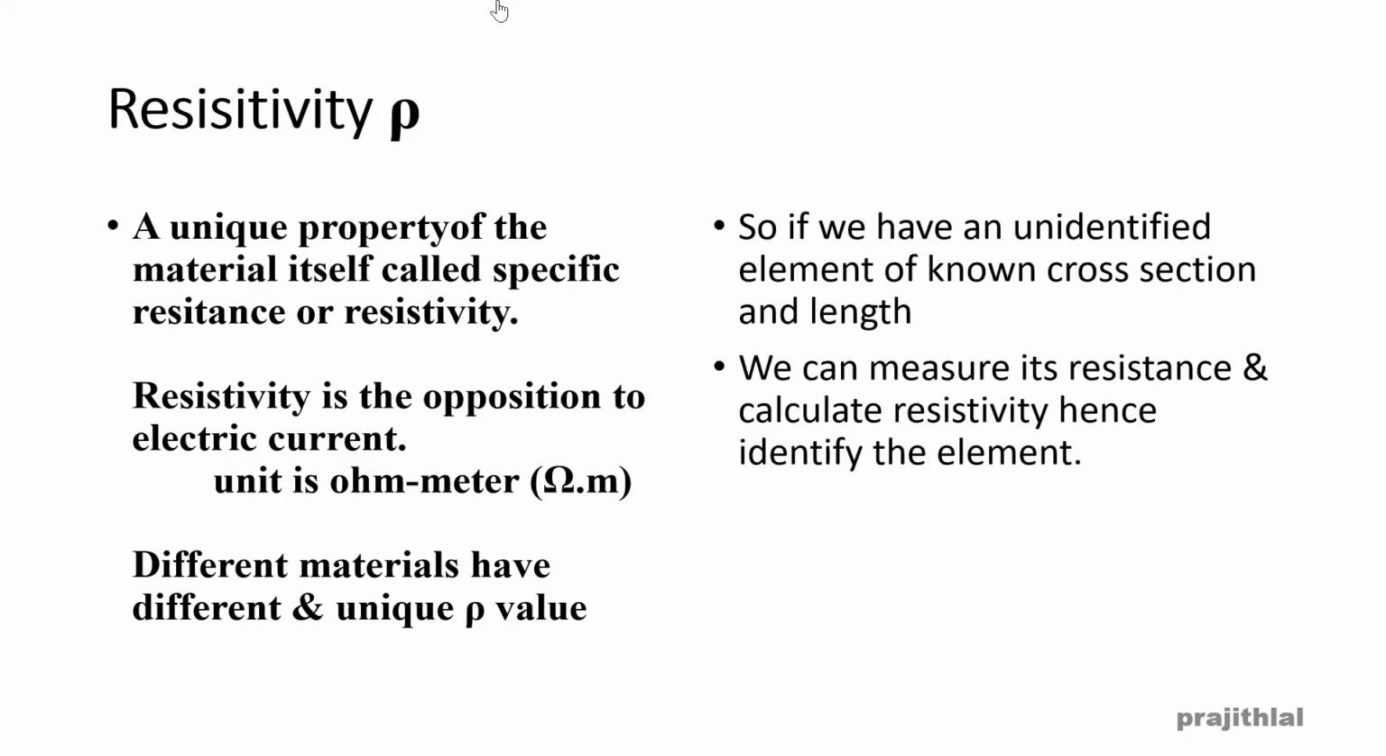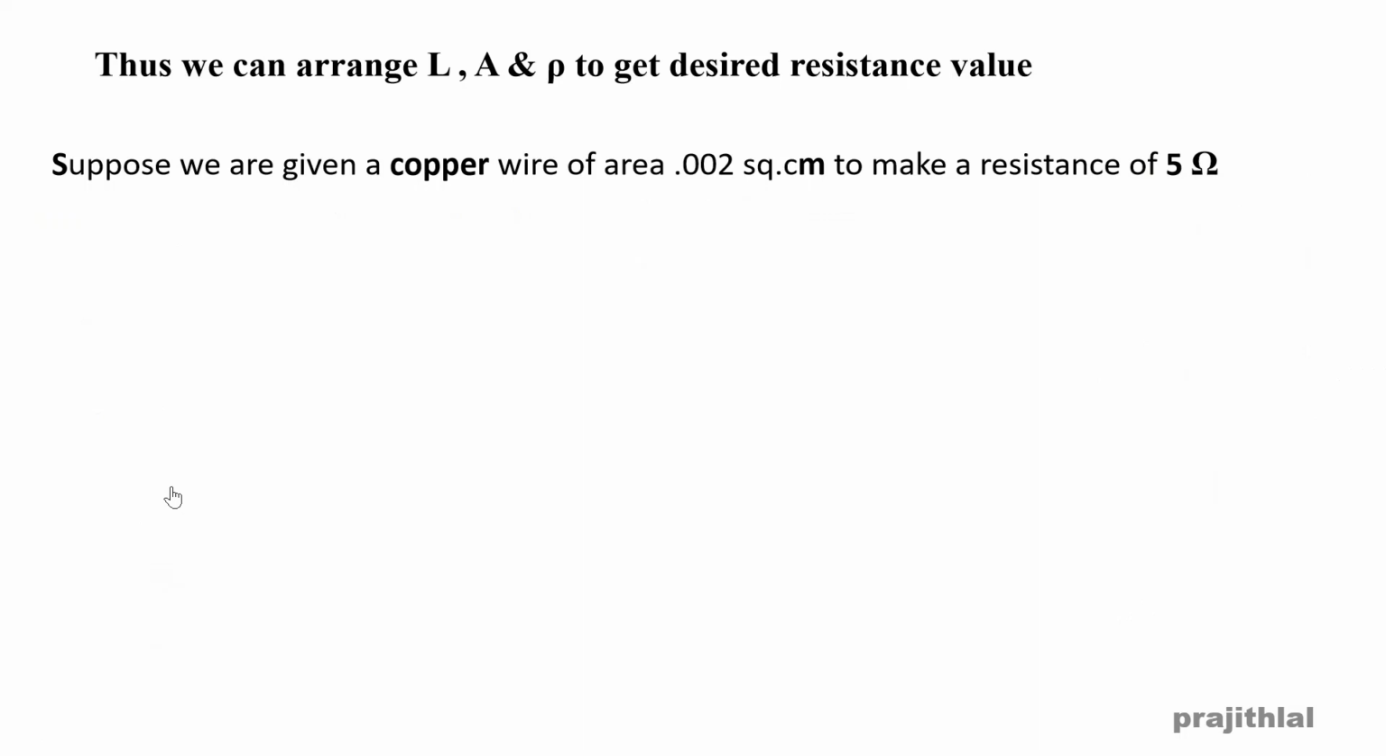So if we have an unidentified element of known cross section and length, we can measure its resistance and calculate the resistivity, hence identify the element. So rho equals R into A by L, where R is the resistance, A is the area of cross section and L is the length. Thus, if we can arrange the length, area and resistivity, then we will get the desired value for resistance. Thus, we can design a resistance.